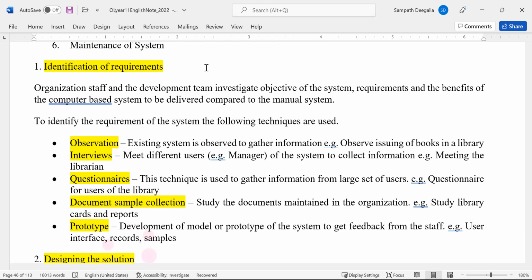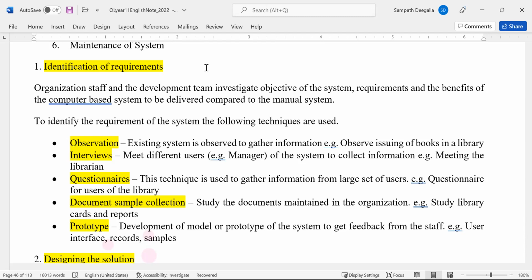Then you can have interviews. Now, when you say interviews, it will take quite a lot of time. You meet people and get details. For that, you usually meet top people, maybe the manager, right? In a school system, maybe you meet the principal and other very important personnel for the system. And in a library situation, you can meet the librarian, for example, and you can get the requirements for the system in detail. The third one is questionnaires.